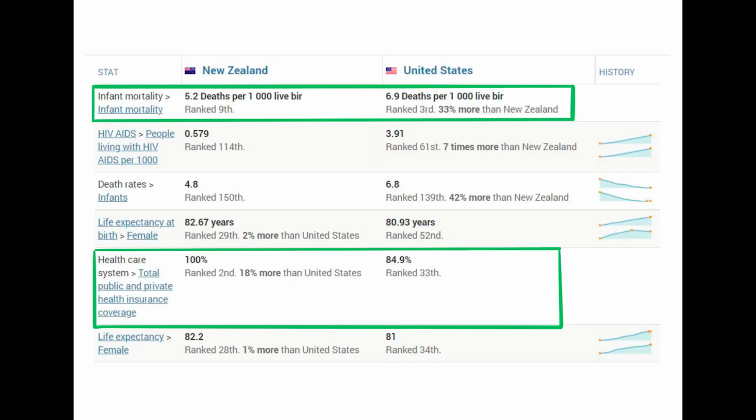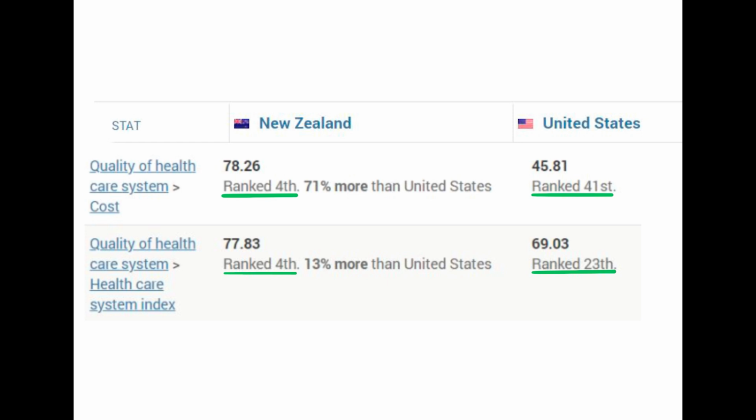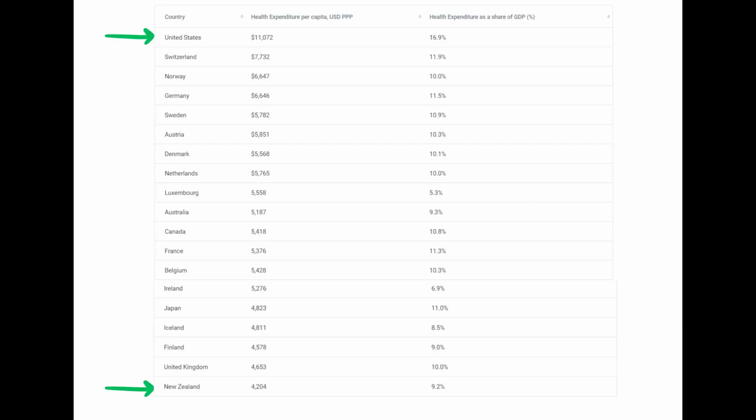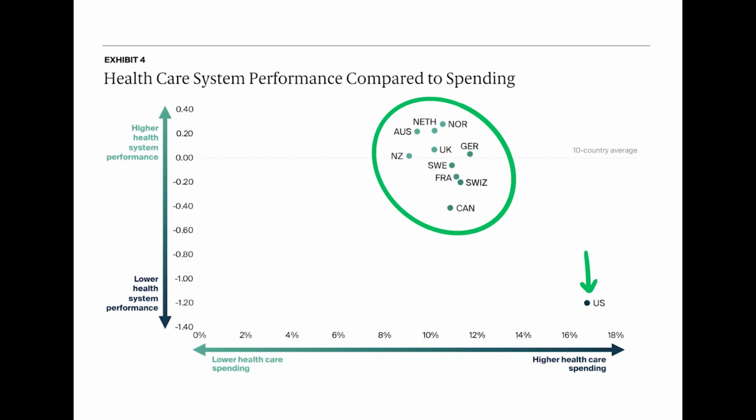Just look at the difference. Infant mortality, insurance coverage, quality of healthcare systems over cost, quality in general, cost per capita. Here's the US, and here's New Zealand. Let's flip back to Exhibit 4. You can see all of these countries clumped up here and the US down here. The question is why? What do they all have in common?